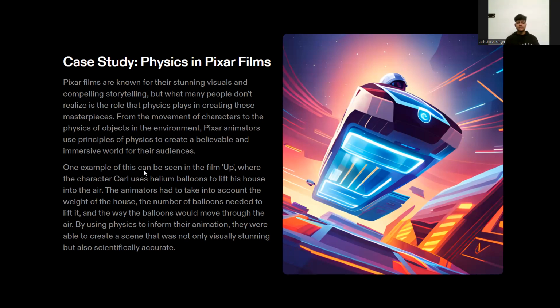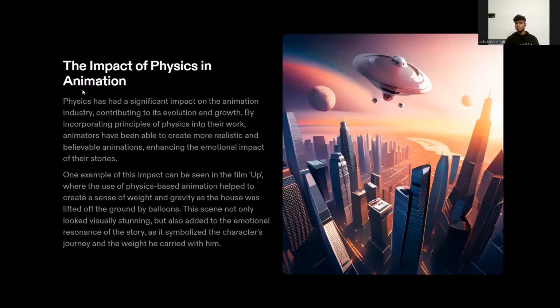One example of this can be seen in the film Up, where the character Carl uses helium balloons to lift his house into the air. The animators had to take into account the weight of the house, the number of balloons needed to lift it, and the way the balloons would move through the air. By using physics to inform their animation, they were able to create a scene that was not only visually stunning but also scientifically accurate.